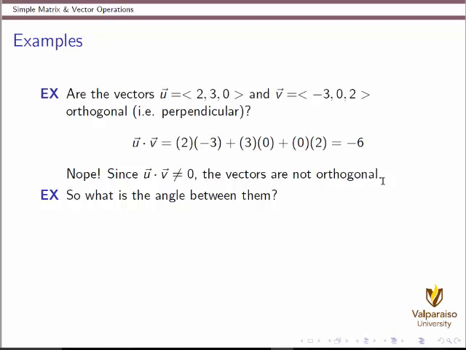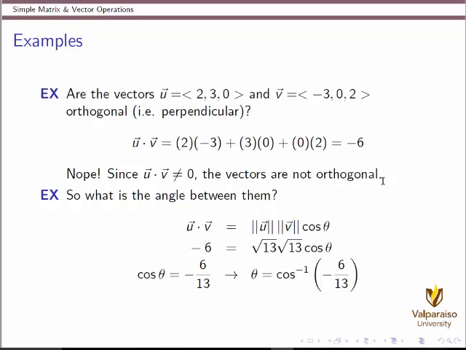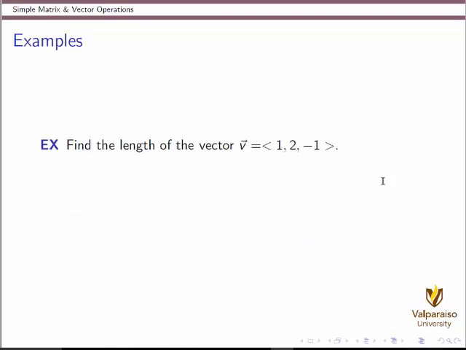If they're not perpendicular, let's find the angle between them. Well, we already calculated their dot product, so we have that number to put in place. You can go off on the side and find out that the length of each of those happens to be square root of 13. Let's put those numbers in place and solve that for theta. Now, the inverse cosine of -6/13 is a gross number, so we're just going to say that's in its exact form. We're going to be happy and leave it like that. But whatever angle that is, that's the angle between these vectors.